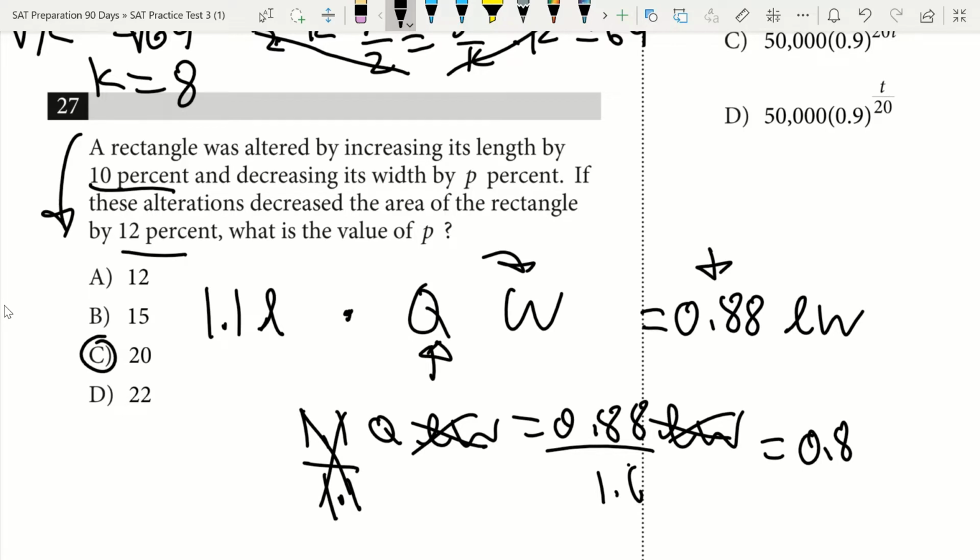So how do I know that that's a 20% decrease when Q is 0.8? Because I'm taking 0.8, multiplying it by my original width, which means that's a decrease of 20%. Okay, so that's going to be answer choice C there.